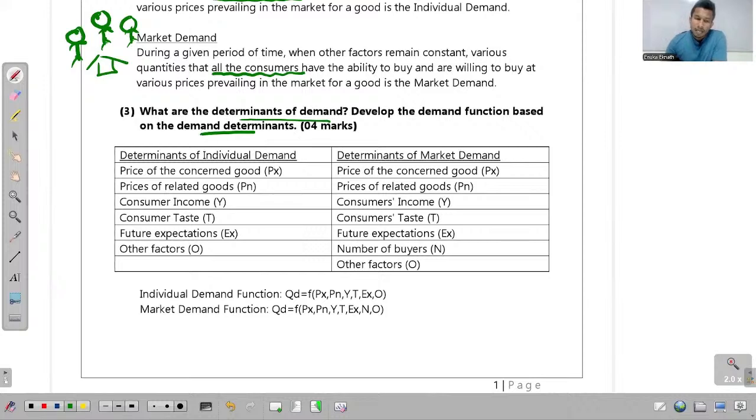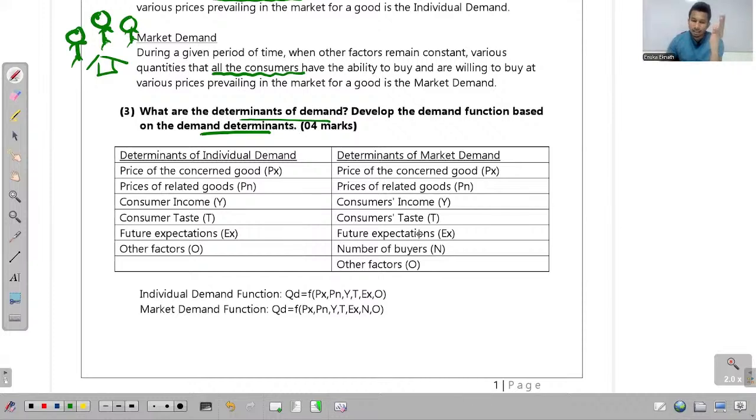I hope you understand the question, but somehow when you write the answers, we have earlier discussed that there are two different forms of demand. One is individual demand and the other one is market demand. So when you recognize the determinants, you should recognize the determinants separately for individual demand and for market demand. And to be more specific, there are 6 determinants of individual demand and there are 7 determinants of market demand.